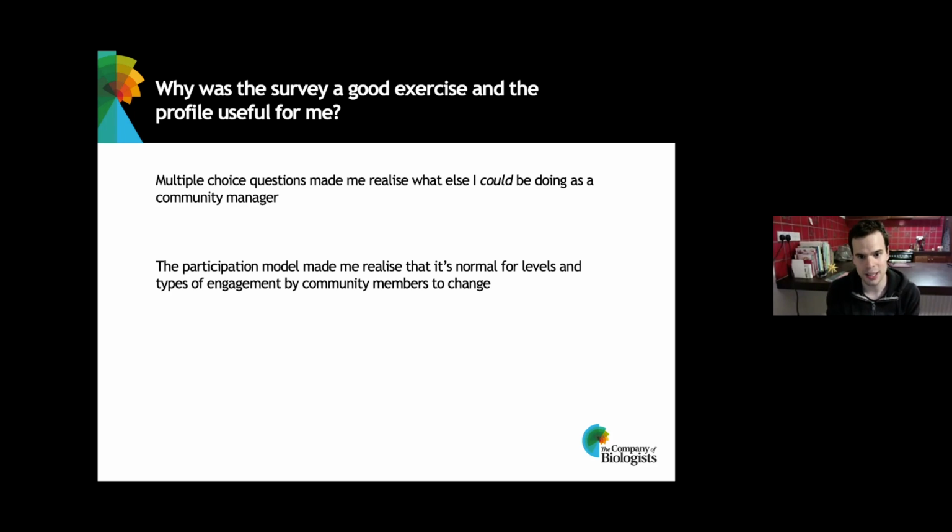Another thing that was really useful when I filled out this survey was that it made me realize what I could be doing as a community manager. I think this is a really nice learning experience. So I would encourage everyone to fill out these community profiles, because just by seeing all these options in the drop-down menu of the survey, you can really realize if there's something that is missing maybe in your activities.